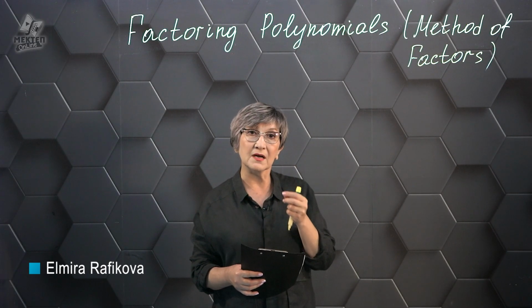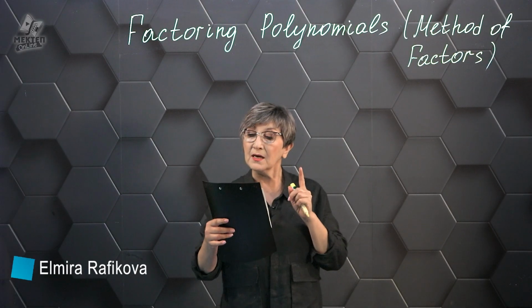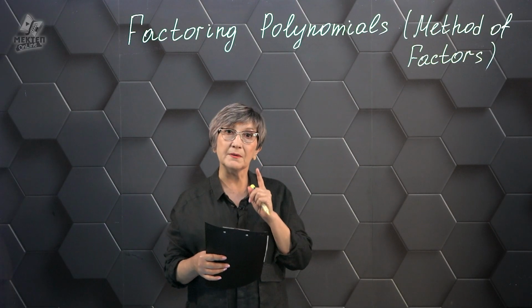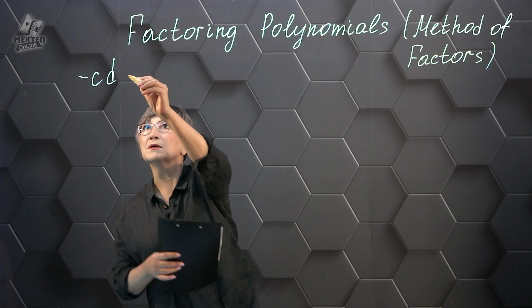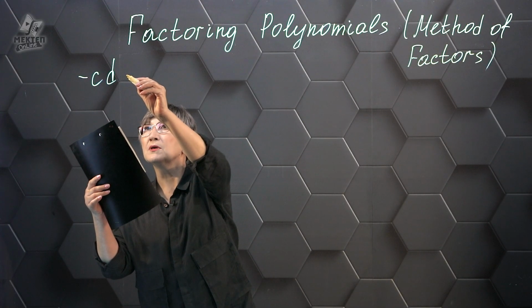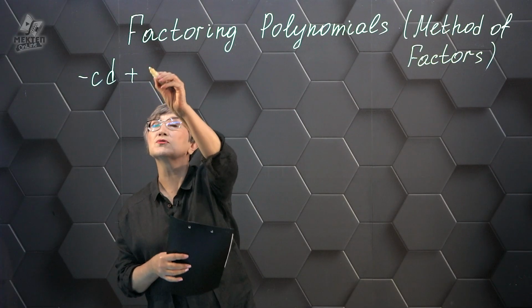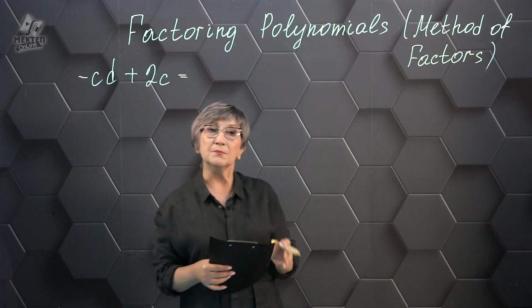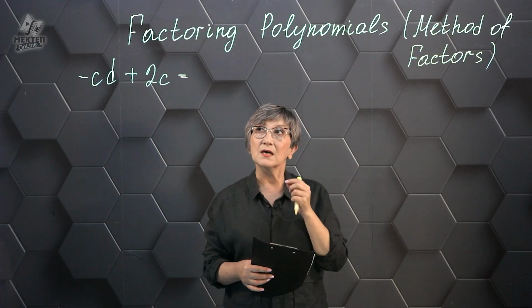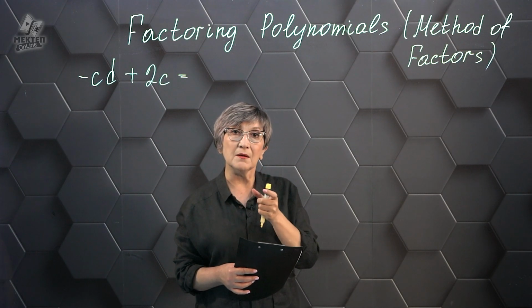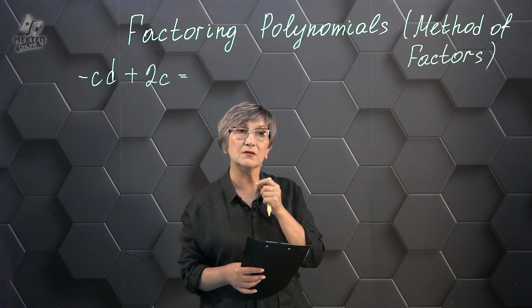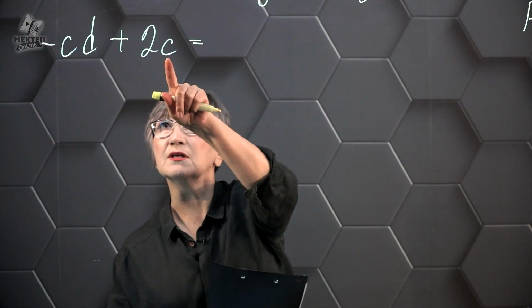Hello, on today's lesson we will solve a few more examples in which we will write the polynomial as a product. I will write down an example in which the first term will be a negative number: minus cd plus 2c. Using this example, I want to show you how to work with a polynomial with terms with different signs. What needs to be done for this?